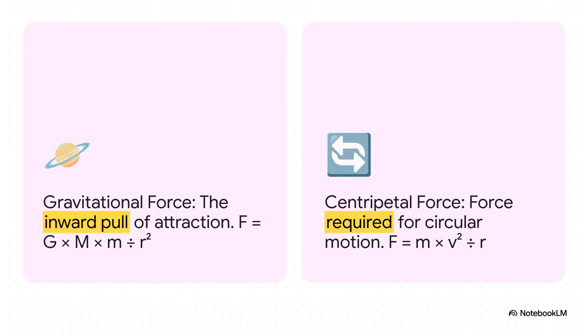And here's the key idea, the real mind bender. In a stable orbit, the gravitational force is the centripetal force. They're not two different things fighting. They're two names for the exact same force. Gravity is what provides the inward pull, that centripetal force, that's required to keep something moving in a circle. And once you realize their formulas are equal, you can unlock the secrets to how any orbit works.